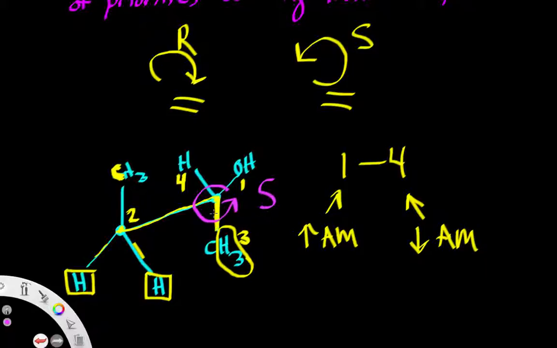Now, part of the rules suggest that we need our lowest priority group to be pointing away from us. Well, if we are looking at this sawhorse projection, say from this viewpoint, we can assume that this bond goes into the background, and then this hydrogen goes even further into the background. So we know that this hydrogen actually is pointing away from us. So there is no need to invert, and we will just simply keep our S configuration, and that will be our configuration for the molecule.